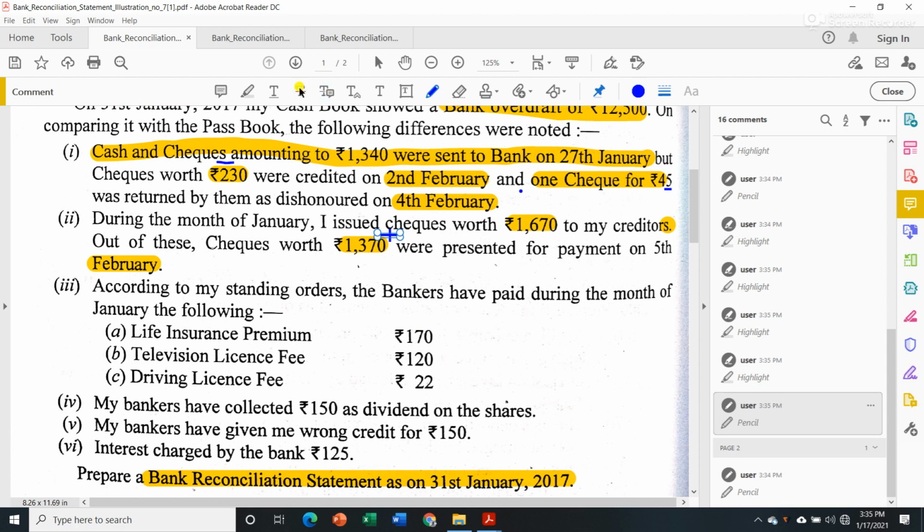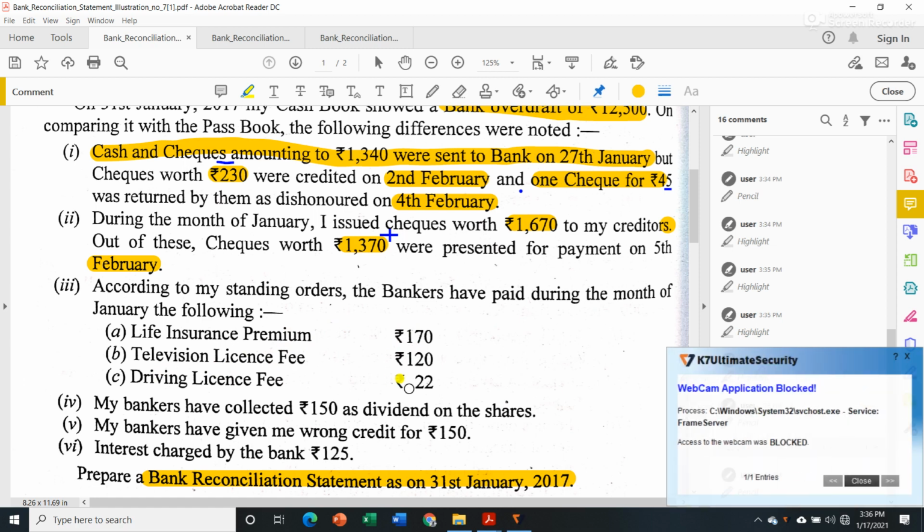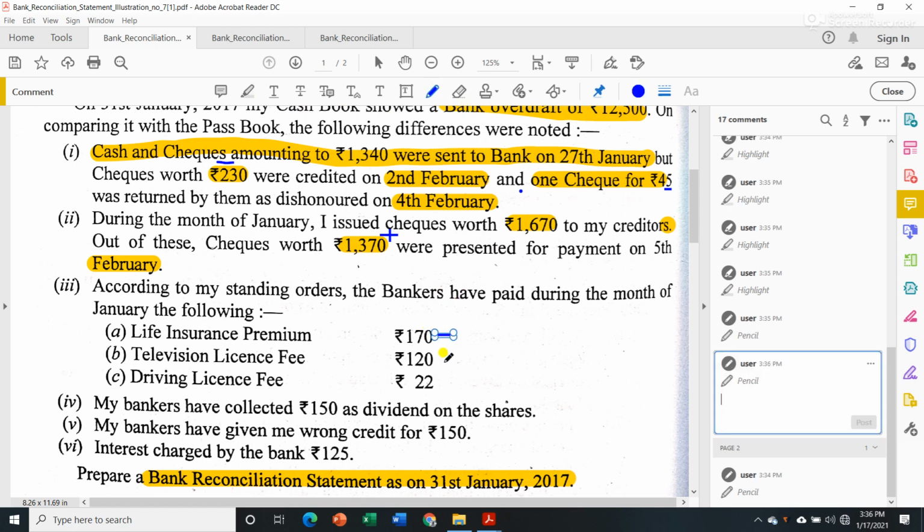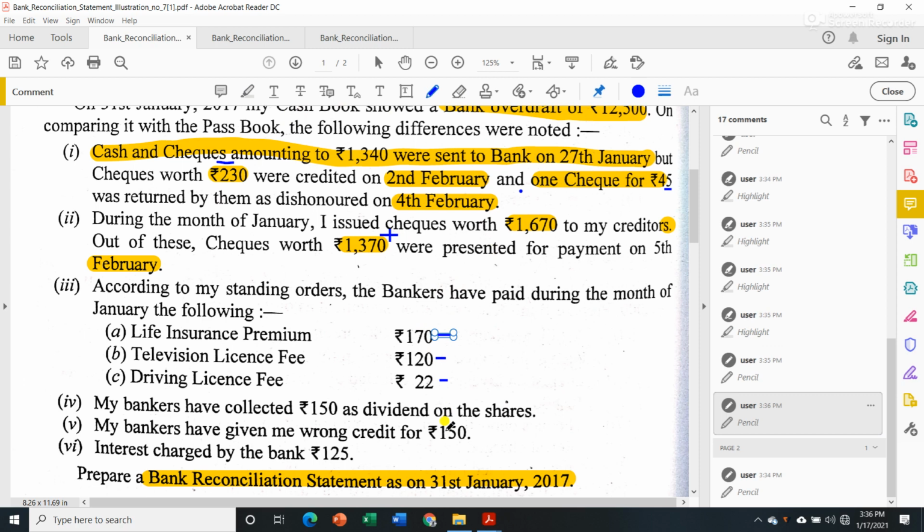Now next transaction is, according to my standing orders, the bankers have paid during the month of January the following. Means in the month of January, bank has paid life insurance premium 170, television license fee 120, then driving license fee 22. But this was not recorded in my cash book. Means my cash book is showing more amount than my passbook. So we can simply deduct this from our cash book so that our passbook and cash book will show equal amount.